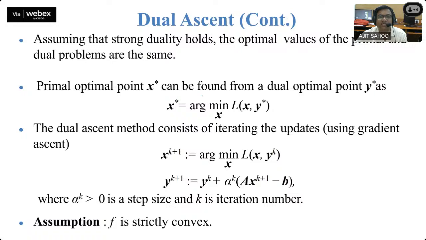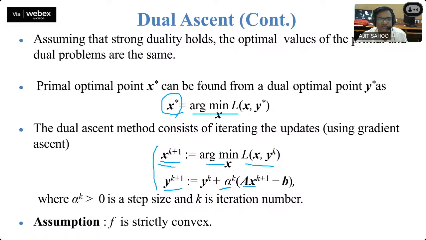Primal optimal point x star can be found from a dual point y star as this. Okay, if you are minimizing this, then you'll get the optimal value. But we'll go for the iteration procedure. That means the next iteration value x^(k+1) is equal to argmin of the Lagrangian L(x, y^k), and y^(k+1) will be y^k plus alpha, where alpha is the step size parameter, times (Ax^(k+1) minus b). So this is the way to get the dual ascent algorithm.